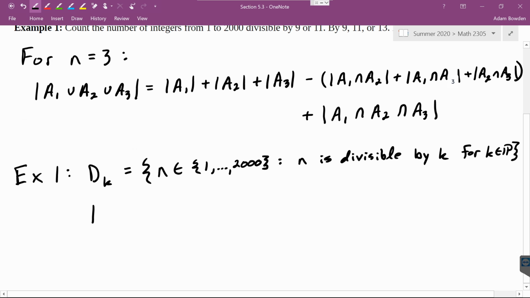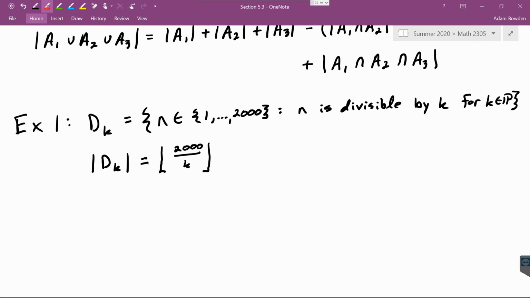And the way we can figure out how many elements are in this set is by using the formula we had from the very first section, 1.1. The number of integers divisible by k, or the number of multiples of k between 1 and 2000, is 2000 divided by k, and we take the floor of that. That will tell us how many elements are within that set of numbers between 1 and 2000 divisible by k.